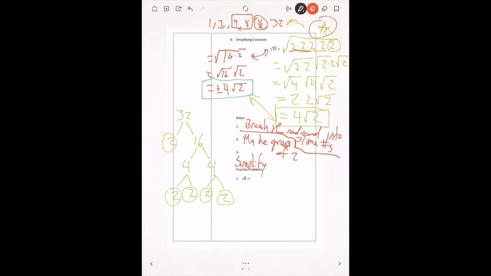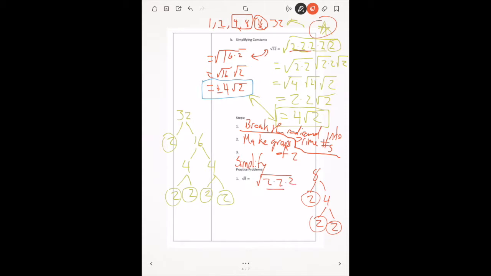So let's apply this method and let's see if we can use it for the square root of 8. I'm going to do some side work here. 8 can be broken down into 2 and 4, and 4 can be broken down into 2 and 2. Here is what's called my prime factorization of 8. So the square root of 8 is 2 times 2 times 2.